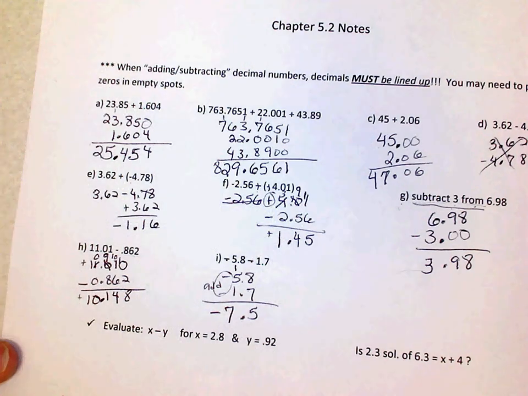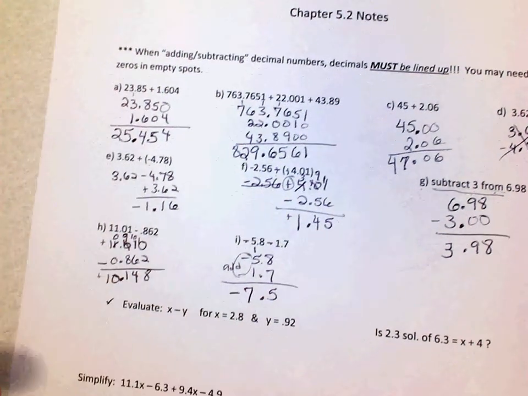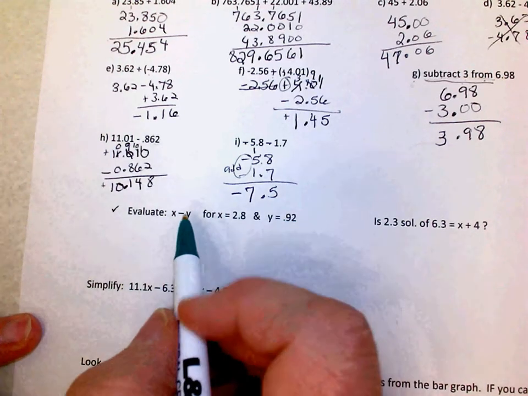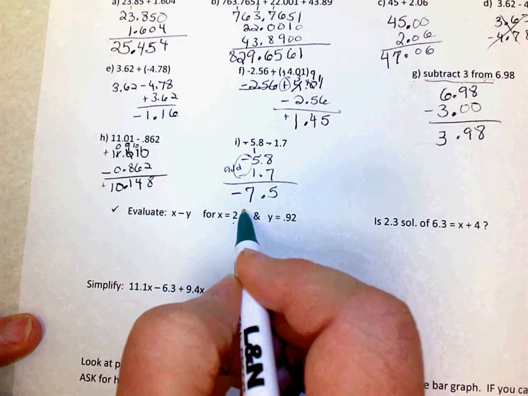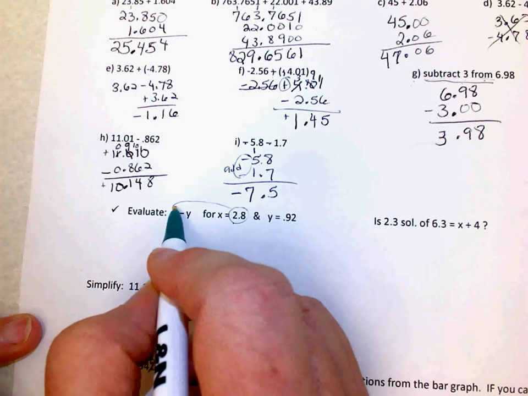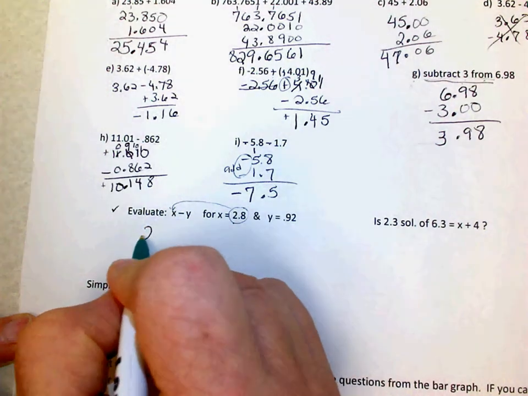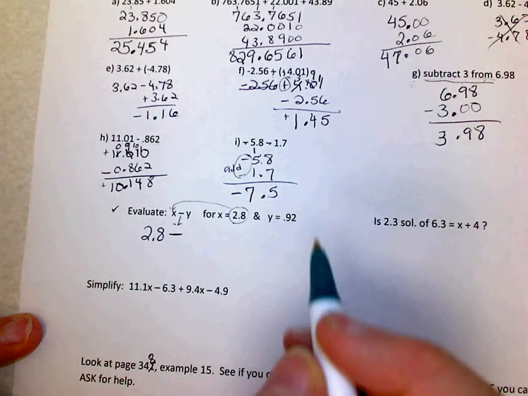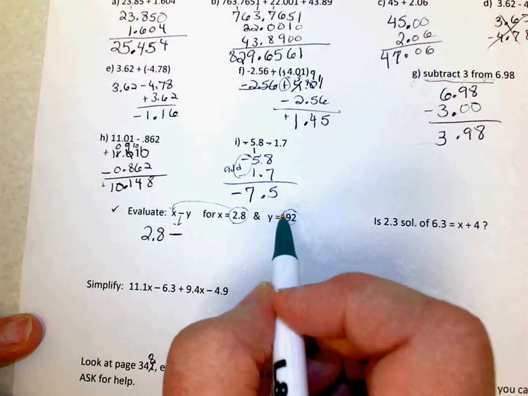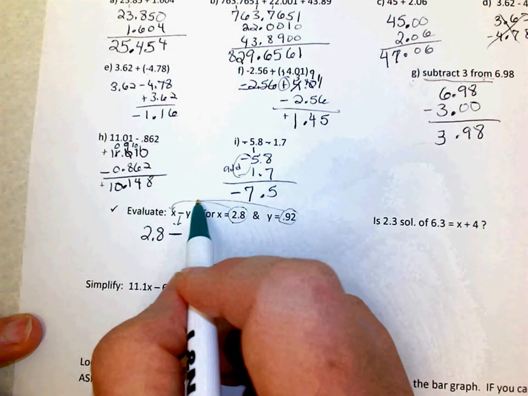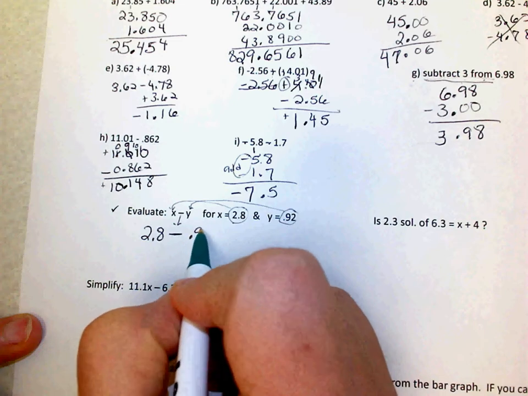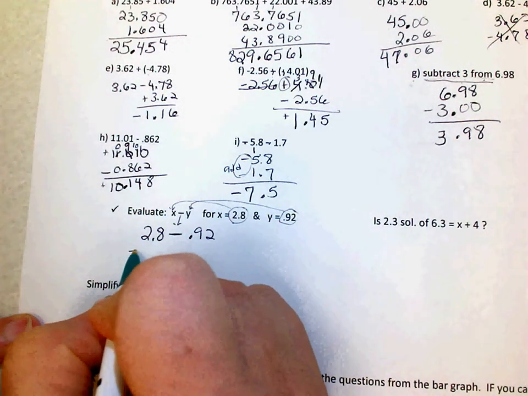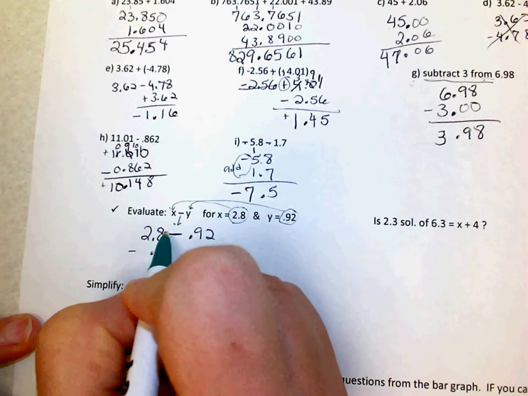Whew. Alright. I hope I'm not making you dizzy with all the moving. Now my x is 2.8. So all I'm going to do is replace my x with 2.8. Then our formula says minus, and then our y, I'm going to replace with 0.92. So then, minus 0.92, and I'm just going to mark that out.